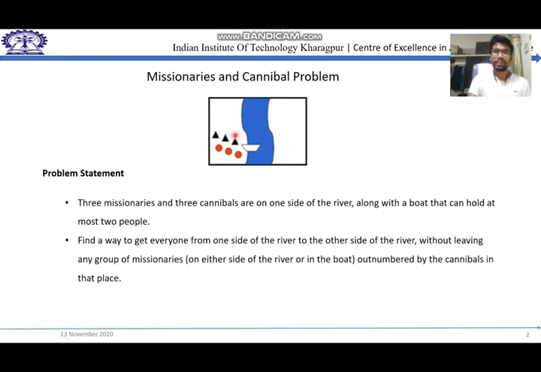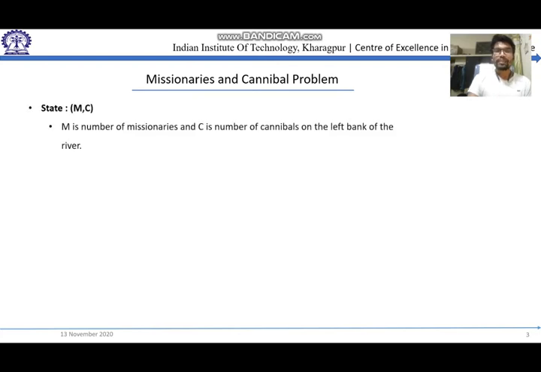So in this problem, what is given? Here, the three triangles are the three missionaries, while the three red circles are the cannibals. We need to move these missionaries and cannibals with the help of this boat to the right side of the river in such a way that on either the left or right side, the number of missionaries has to be greater than or equal to the number of cannibals. So this is the constraint that we need to satisfy. We'll see more details of this problem.